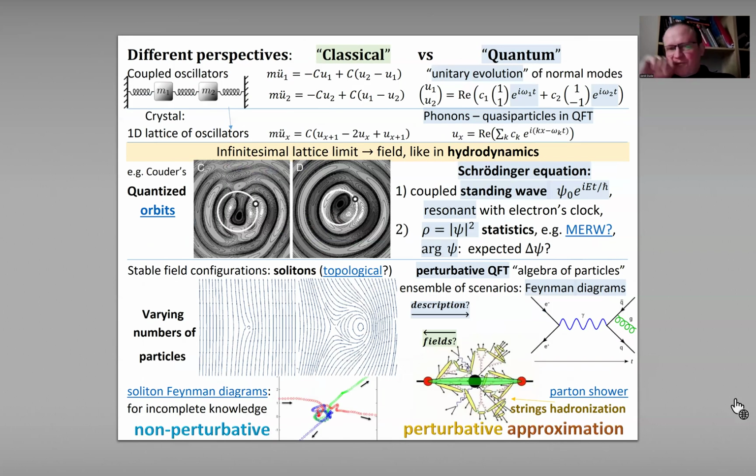Okay, so maybe two more philosophical slides. We can think about coupled oscillators from a classical perspective, but you can also go to these normal modes and you get a kind of quantum evolution. Then going to crystals, we get again classical, but we can also go to phonons, which in QFT, quantum field theory, become quasi-particles. So the big question is, what about the continuous limit? From one side, we get the atoms. And then it turns out that, for example, for the bouncing droplet I mentioned, they get this kind of quantization of orbitals.